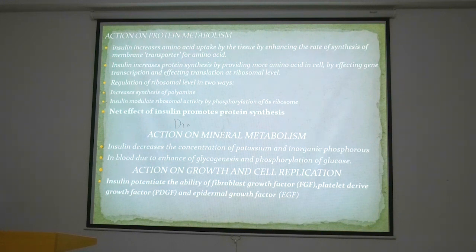So the net effect ultimately is that insulin promotes protein synthesis. There is also some effect on mineral metabolism: it decreases the concentration of potassium and mineral phosphorus, and promotes glycolysis and phosphorylation of glucose.